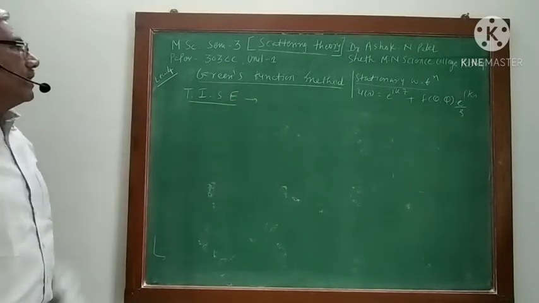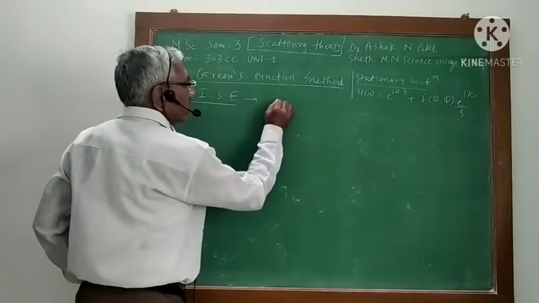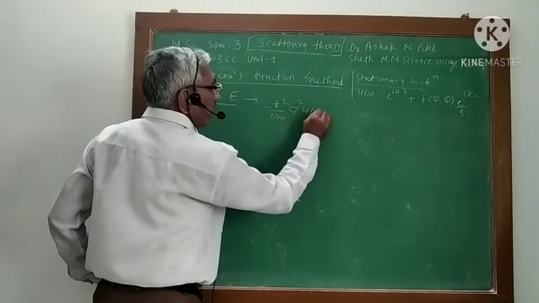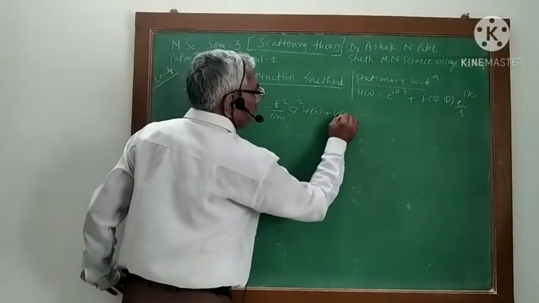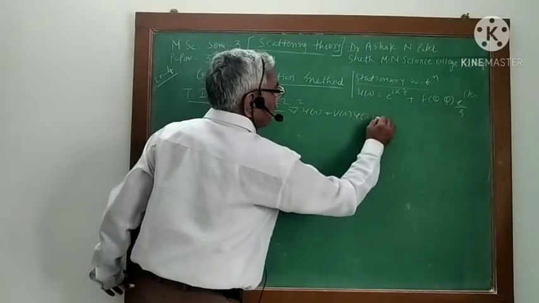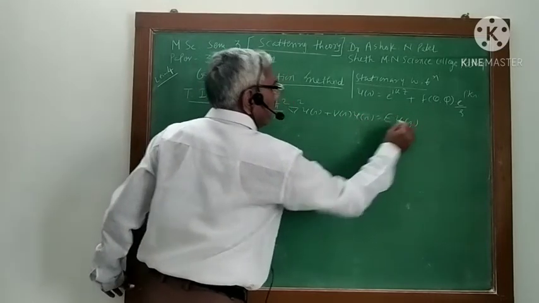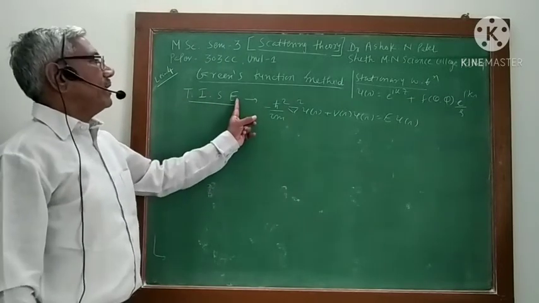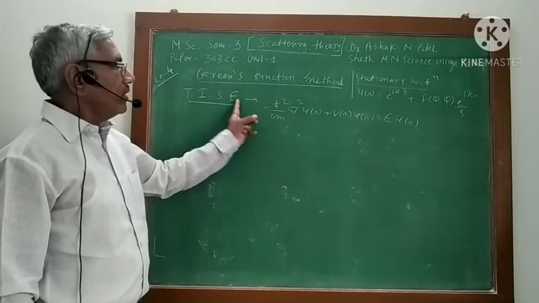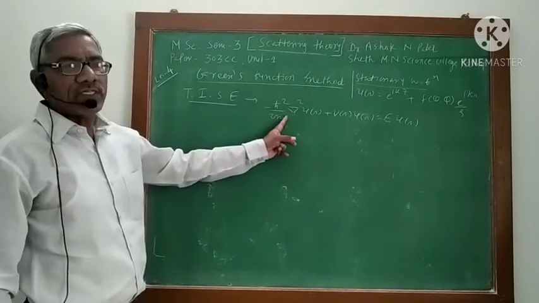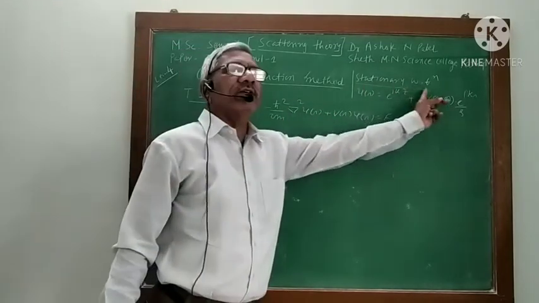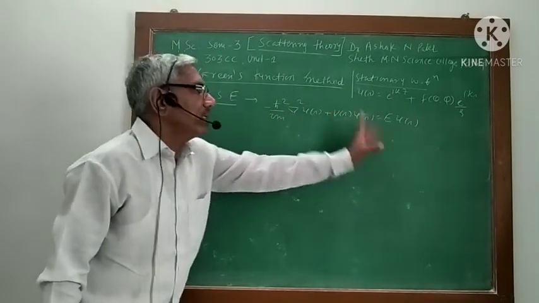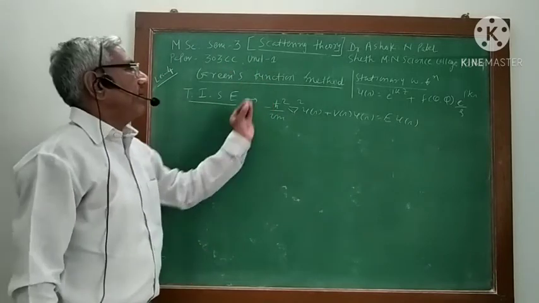So I am interested in writing the time independent Schrodinger equation. What is that equation? It is -ħ²/2m ∇²ψ(r) + V(r)ψ(r) = Eψ(r). This is my Schrodinger equation, the time independent Schrodinger equation. You can call it the stationary Schrodinger equation, because my wave function is stationary. That's why I choose the stationary or time independent Schrodinger equation.